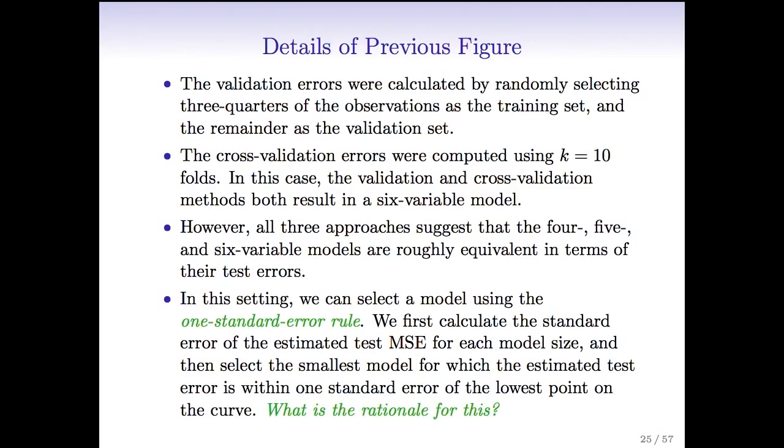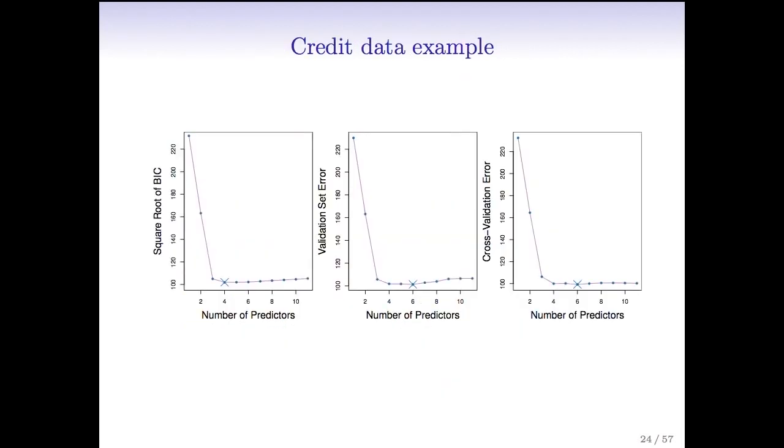And actually, I mentioned at the bottom here, the one standard error rule. We talked about this a bit in the cross-validation section. Let me just remind you what that is. The one standard error rule says, well, we're not going to pick the actual minimum of the curve, but we'll acknowledge the fact that the curves have variation, because they're random variables, just like the data are. They're functions of the data.